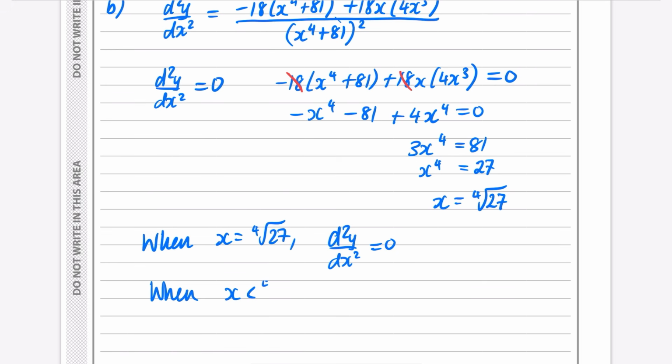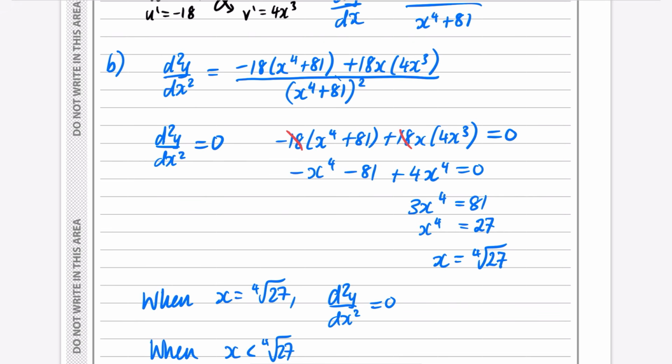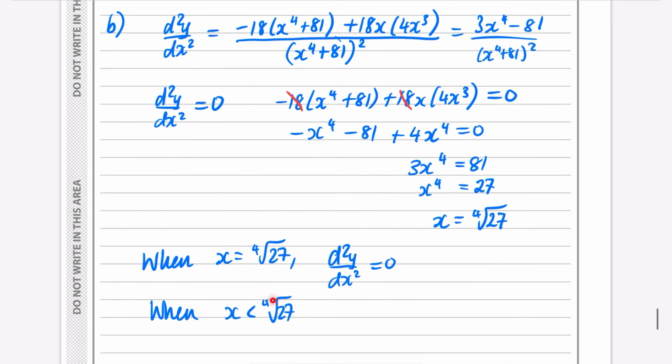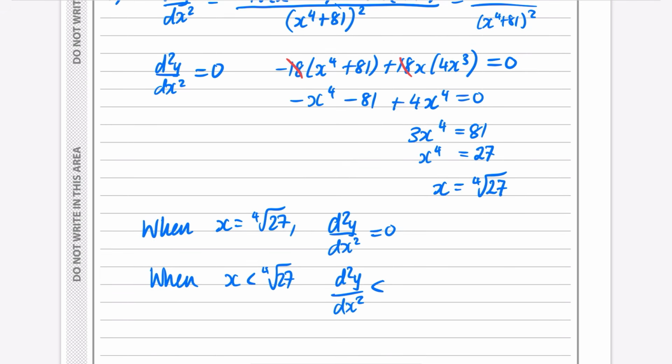When x is less than the fourth root of 27, if we simplified all this, I guess I probably should have done this. This whole numerator simplified to 3x to the power of 4 minus 81, so this is (3x^4 minus 81) over (x^4 plus 81) squared. So when x is less than the fourth root of 27, this thing is going to be smaller than 81, and it's going to be negative, which means that the second derivative is going to be negative.